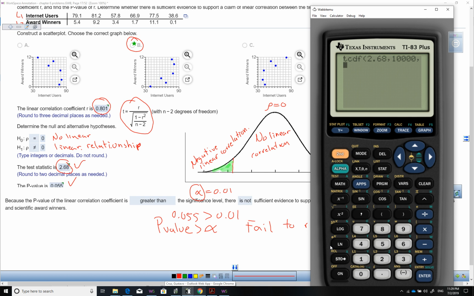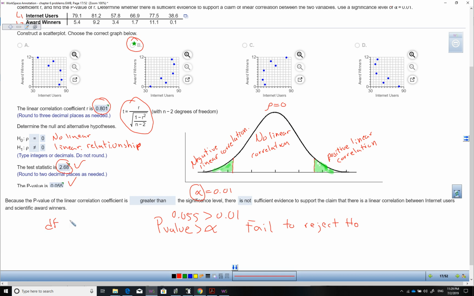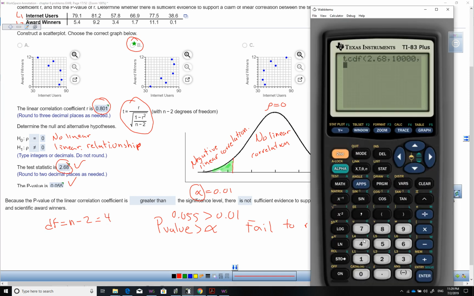Comma, a degrees of freedom, which in this case, degrees of freedom for these cases is n minus 2. So the number of pairs 1, 2, 3, 4, 5, 6 minus 2, that will be 4. Okay, comma 4, and let me see. This is what I get as my p-value, right? But it's a two-tail, so I multiply this by 2 to obtain this p-value.